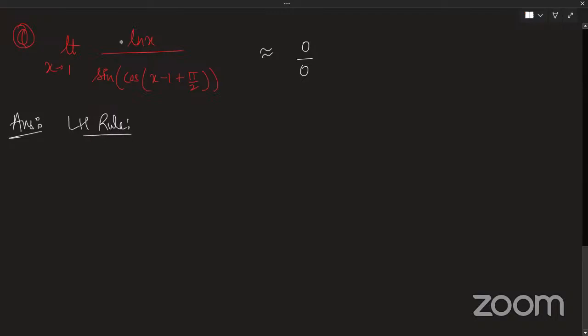Can you tell me what will be the differentiation of the numerator? What is the derivative of ln x? 1 by x. Great. It is 1 by x. So you can see your numerator is 1, right? After differentiation, your numerator has been changed to 1, right? So now it is no longer an indeterminate form. Can you just help me and tell me what will be the derivative of your denominator? Sine of cos of x minus 1 plus pi by 2. What will that be?